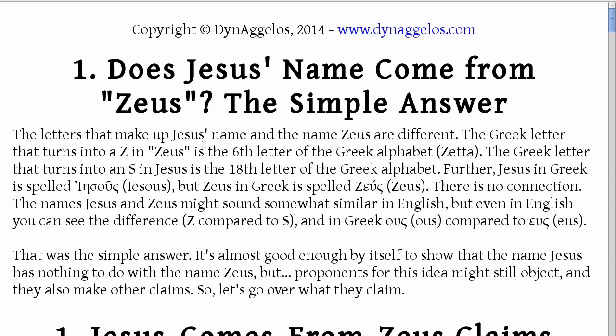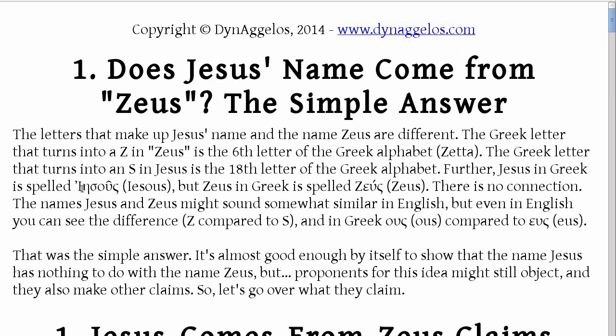The letters that make up Jesus' name and the name Zeus are different. The Greek letter that turns into a Z in Zeus is the sixth letter of the Greek alphabet. That letter is called zeta. The Greek letter that turns into an S in Jesus twice is the 18th letter of the Greek alphabet. That letter is called sigma. Further, Jesus in Greek is spelled Iesous.